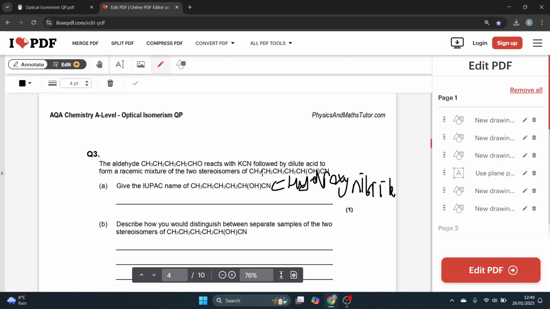So I've got 1, 2, 3, 4, 5, 6 carbons. The hydroxy group is on the second carbon. That's the hydroxy group, OH group. So it's going to be 2-hydroxy hexane nitrile.